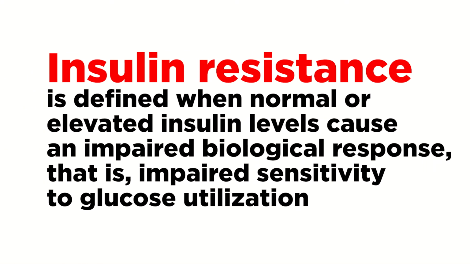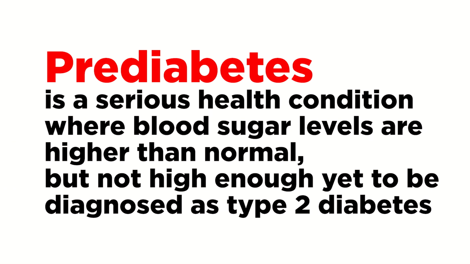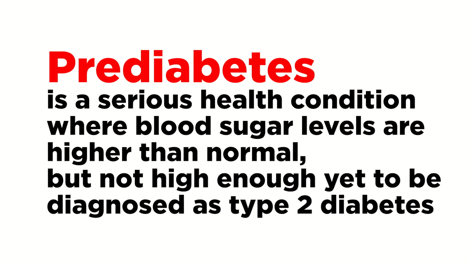Insulin resistance is defined when normal or elevated insulin levels cause an impaired biological response, that is, impaired sensitivity to glucose utilization. Prediabetes is a serious health condition where blood sugar levels are higher than normal, but not high enough yet to be diagnosed as type 2 diabetes.